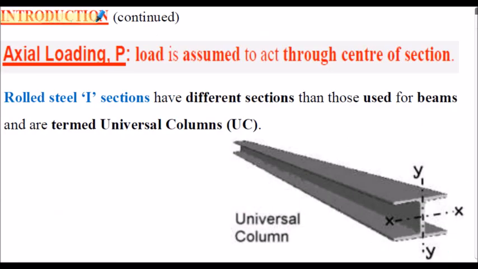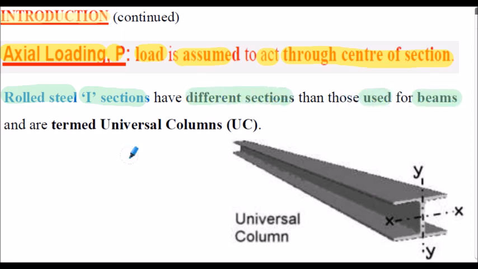Introduction continued. So let's define some terms. Axial loading, P, is the load that's assumed to act through the centre of the section. And note that rolled steel I sections have different sections than those used for beams, and are often termed universal columns, UCs. Here's an illustration of a universal column, and the applied load P is assumed to act at the centre of the section shown here.